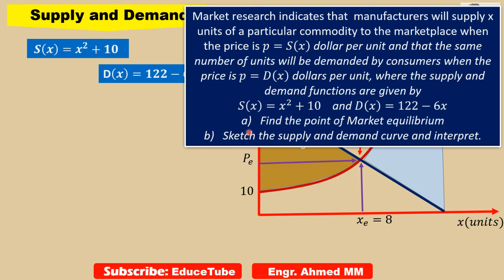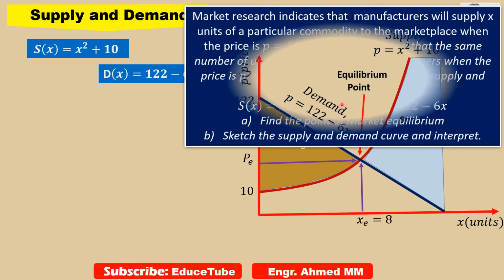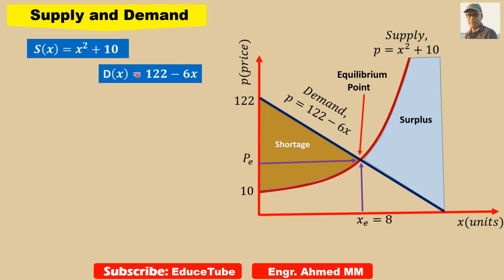We are asked to find the point of market equilibrium and to sketch the supply and demand curves and interpret them. So let's remove these questions and proceed with these two equations, the supply and demand functions. Market equilibrium means what? These two must be equal, because our concentration is to find this point.